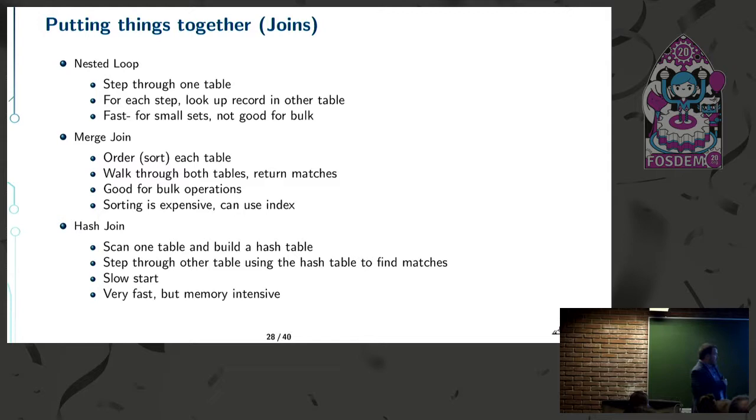Hash joins are the other way we can do it, where we basically scan one table, build up a hash table in memory, and then bounce the other table against it. Obviously, this has a slow start, but it's extremely fast once we get that hash table built up in memory.